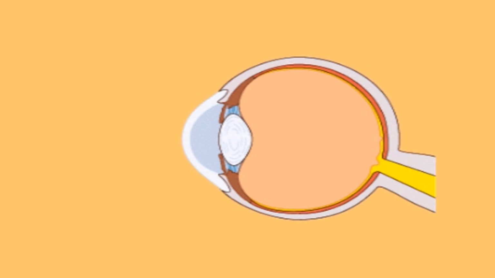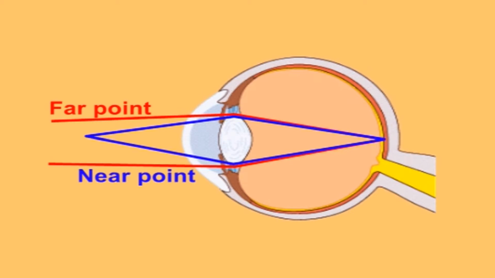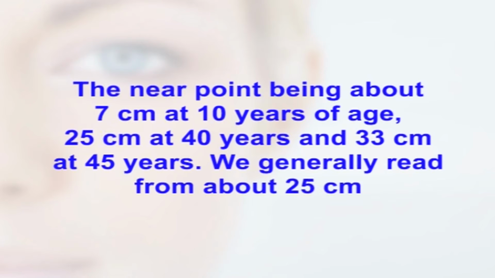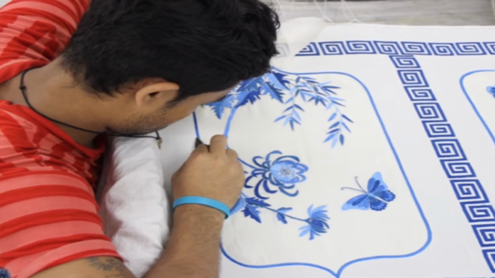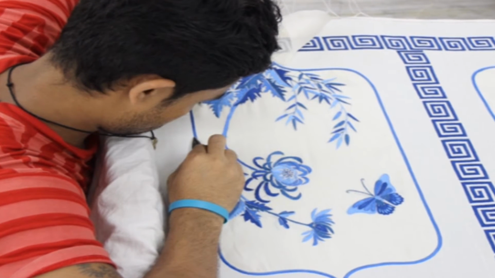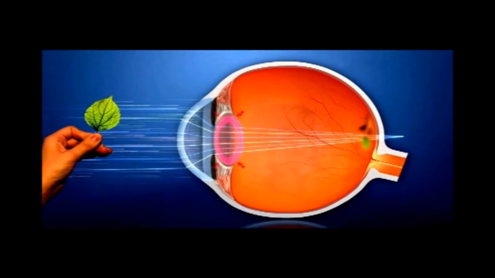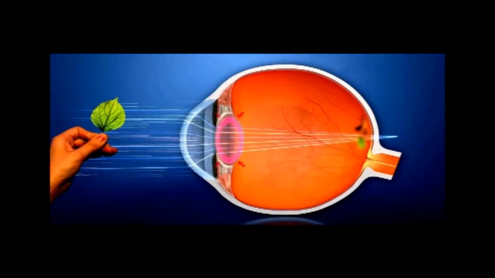In emmetropic eye, the far point is at infinity and the near point varies with age. The near point being about 7 cm at 10 years of age, 25 cm at 40 years and 33 cm at 45 years. We generally read from about 25 centimeters. After 40 years, the near point recedes beyond normal reading or working range. Failing near vision due to age-related decrease in amplitude of accommodation is called presbyopia.